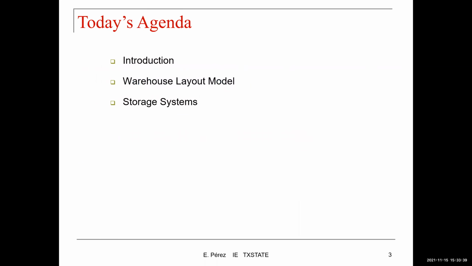So the agenda for today, as I mentioned already, I'm going to present a brief introduction, more or less a review of what we discussed last time. And then we're going to go into the warehouse layout model, which is an optimization model. We're going to present the optimization model and then a way of solving this problem. And from there, we're going to do an example. And then at the end of the lecture, we're going to focus on storage systems. So I'm going to be presenting some pictures and talking about some of these different storage systems for the warehouses.